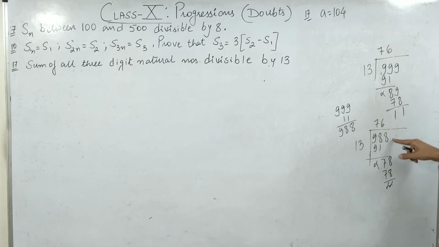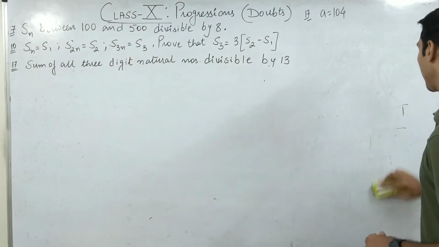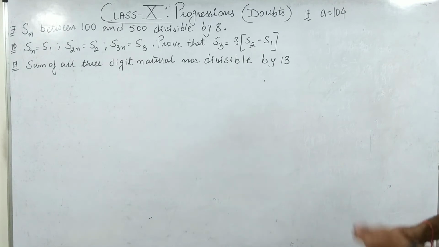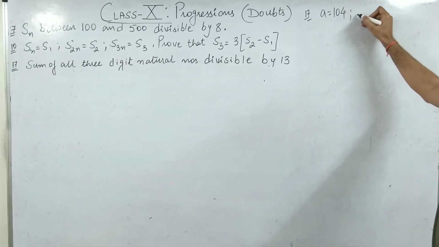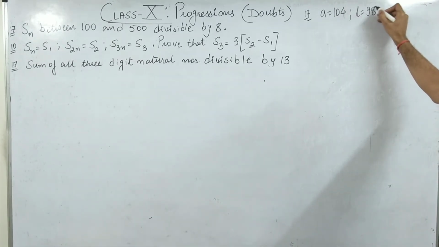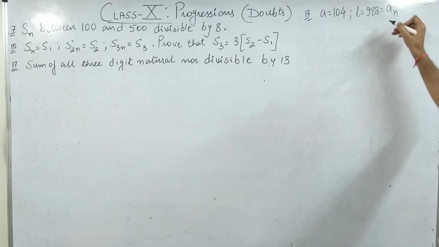Why? Because if I'm going to add 988 plus 13, it's going to cross 1000, which is going to be a 4-digit number. So 988 के आगे मैं नहीं जा सकता. So last number is 988. Remember guys, 988. So what was the last number? It was 988. और इसी को हम लोग AN भी बोलते हैं.